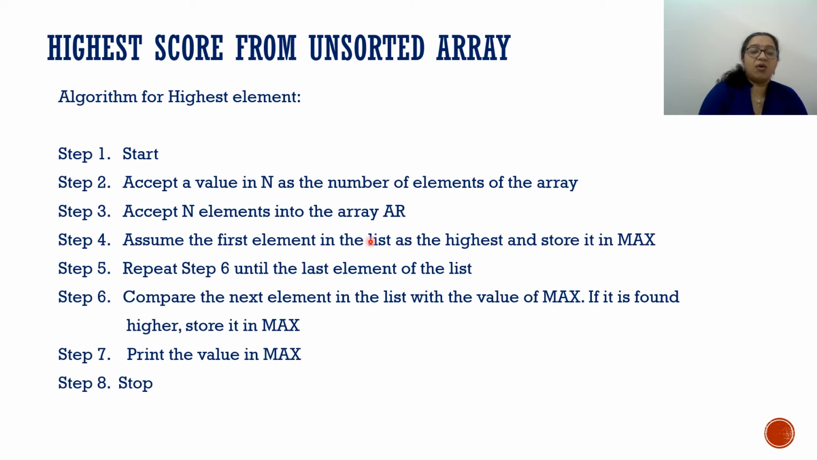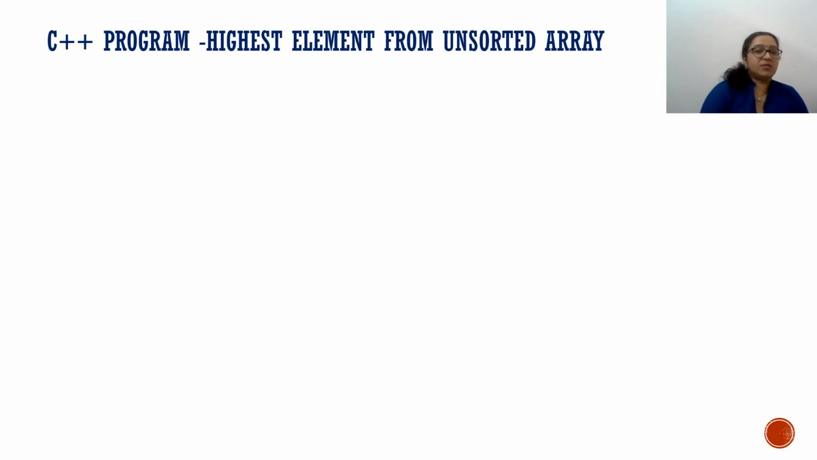Now we can check how we can write it in a C++ program. Now we can check the C++ program for finding the highest element from an unsorted array. We begin with int main. Now the variables declared: int AR of 10. AR of 10 is the array, and all other variables are there: I, N, max.